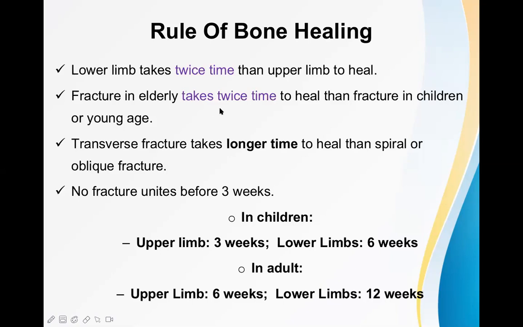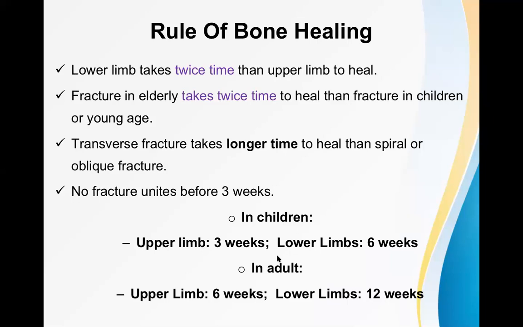Now, fracture in the elderly takes twice more time to heal than fracture in children or young age, because in the elderly the process of mineralization, the process of osteon formation, is late. It takes time. Transverse fracture takes longer time to heal than spiral or oblique or comminuted fracture. You can add that there. It's all about the area of contact between the fracture sites. No fracture unites before 3 weeks. So 3 weeks is the minimum duration for the healing of a fracture.